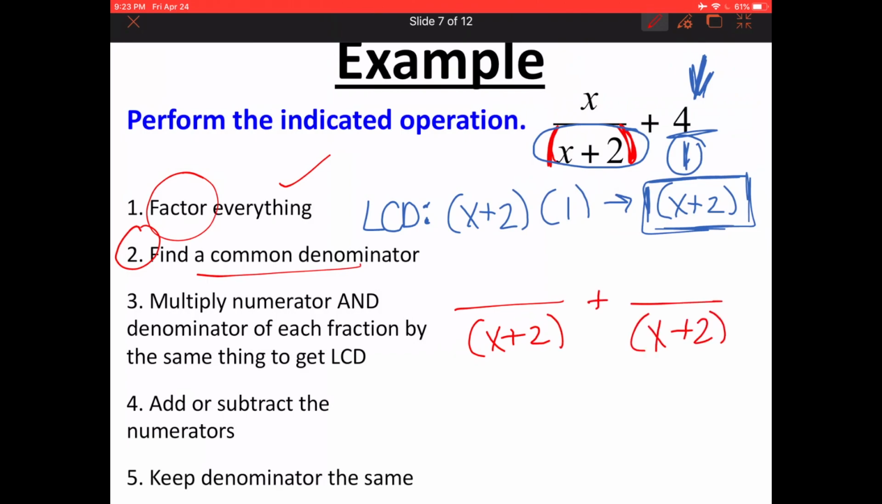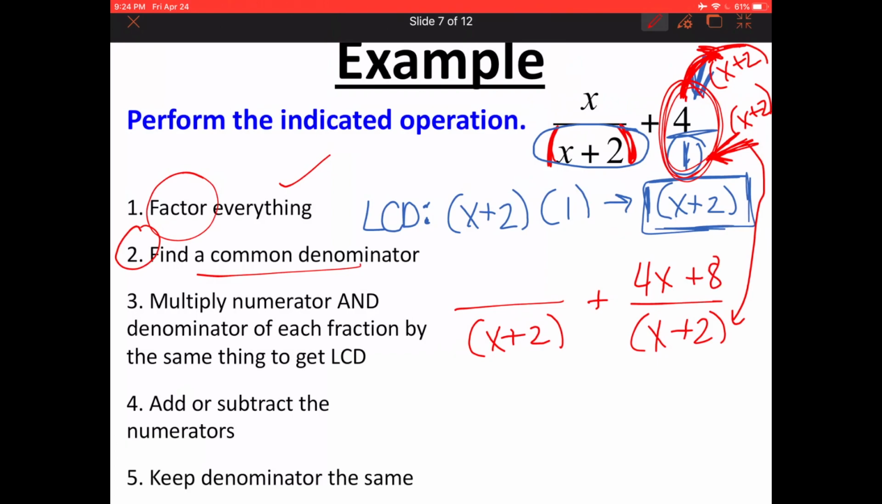So let's figure out how to make that happen. In the fraction on the right, 4 over 1, how do I take that 1 and turn it into x plus 2? I have to multiply it times x plus 2. And if you multiply the bottom, you have to multiply the top. And so 4 times x plus 2, okay guys, distribute that 4. 4 times x gives me 4x. 4 times 2 gives me 8.